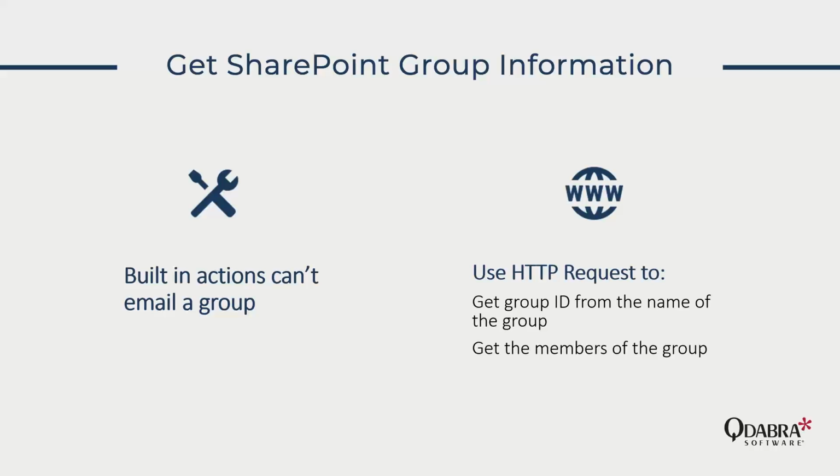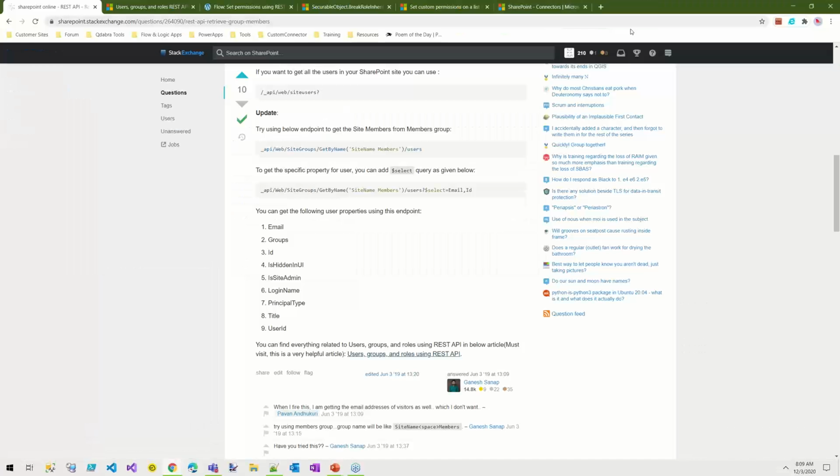I want to show you this link, there's a link to this page in the slide notes. This is really helpful if you're looking at getting group information or user information. So if you want to get site members from a group, here's a sample. When you're searching, you don't have to search for just stuff about Power Automate.